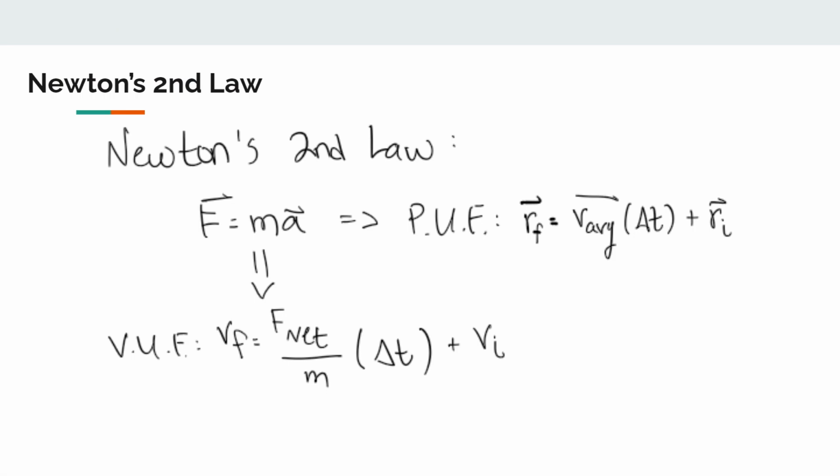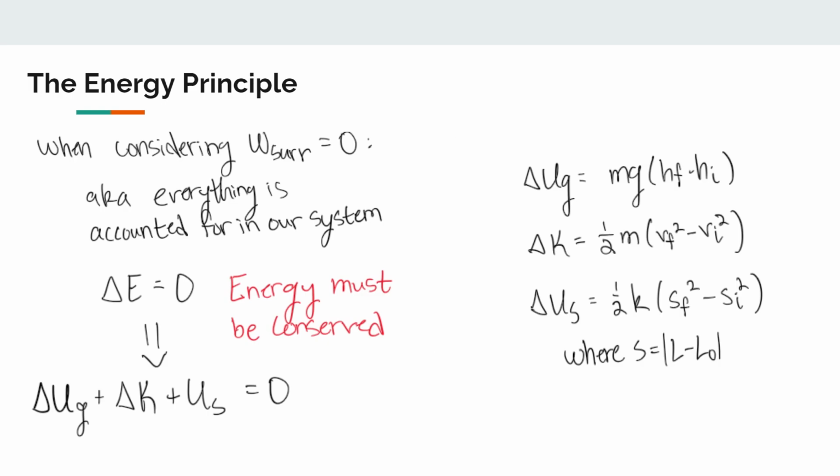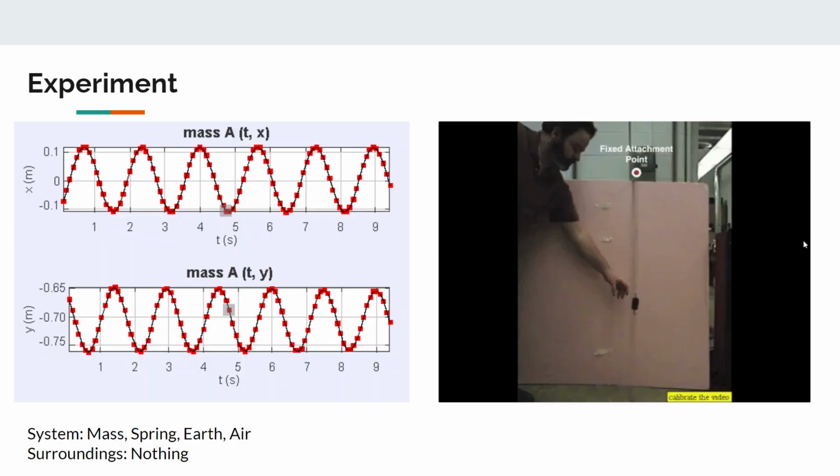From Newton's second law, we can get two formulas. We've been over this a lot, so I just went straight to the position and velocity update formulas that we'll use to update the location of the spring and the mass over time. But what we're mainly focusing on is the energy principle, where we say that the change in energy is equal to zero, assuming that everything is in our system, meaning that no energy is lost. In this case, that means that the change in potential energy of gravity and of the spring plus the change in kinetic energy is going to equal zero. And then each of those has its own corresponding formula as well.